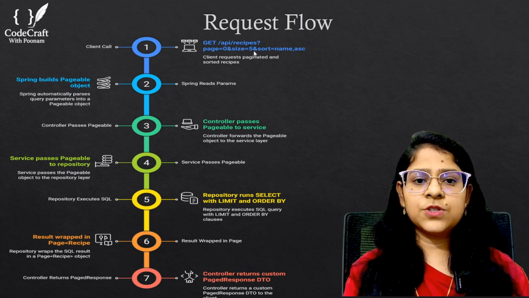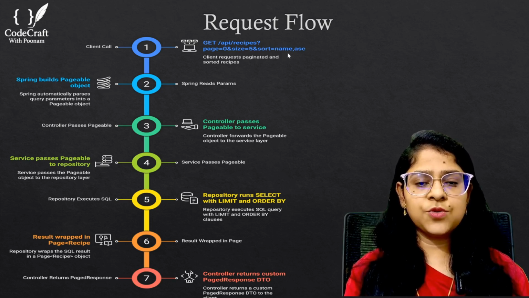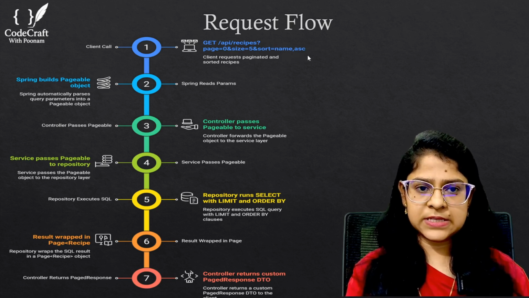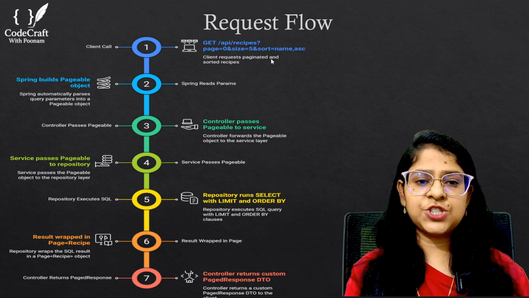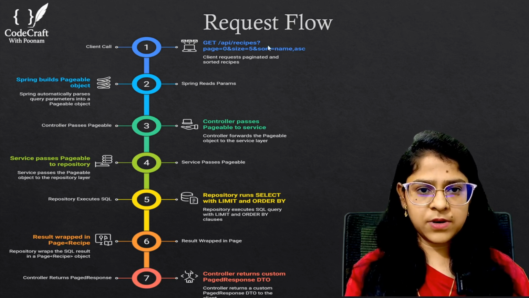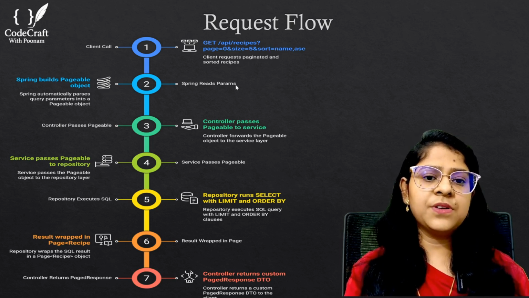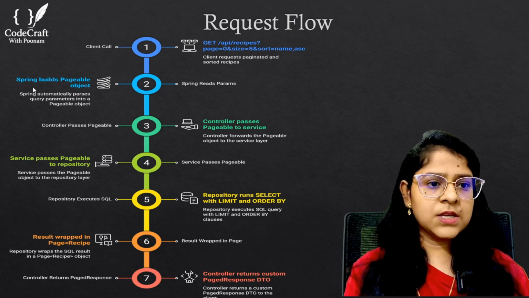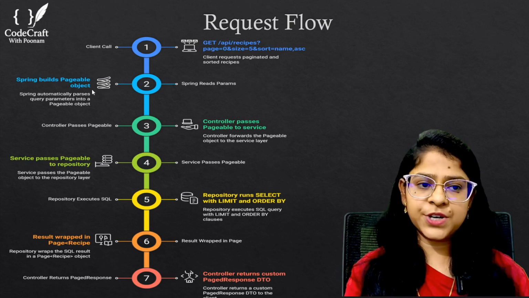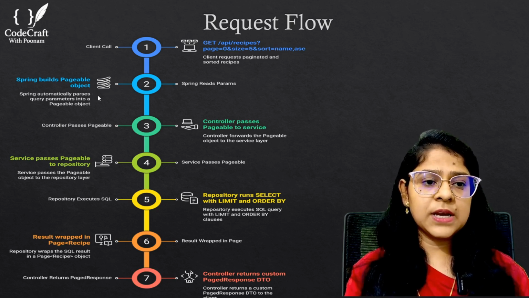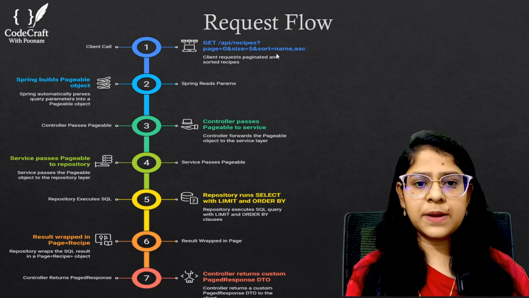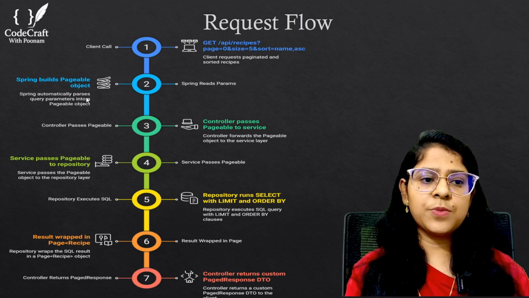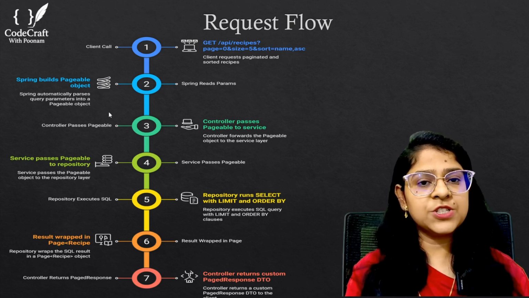And also I have used sort equal to name. Here the client is sorting based on name in ascending order, comma ASC. So what is happening is the client requests paginated and sorted recipes. After this, Spring reads the parameters and builds a Pageable object for you. That is, Spring automatically parses query parameters into a Pageable object.